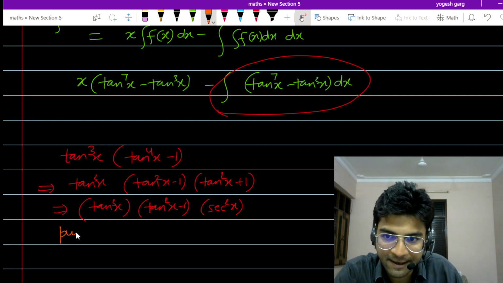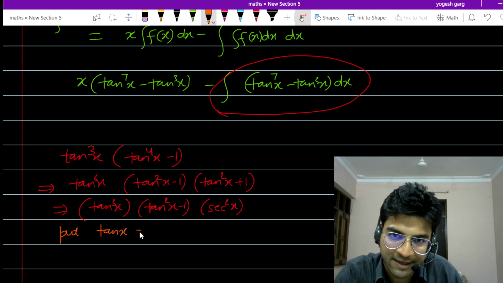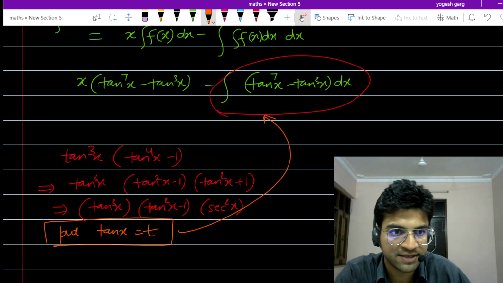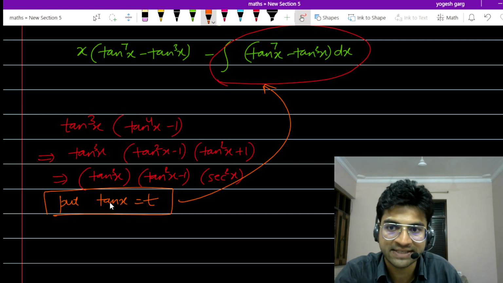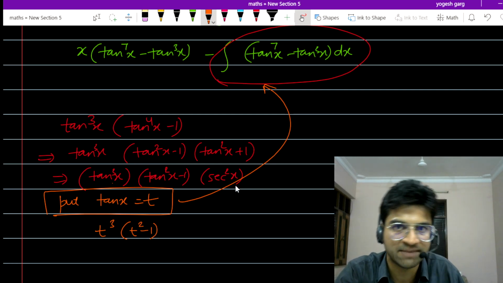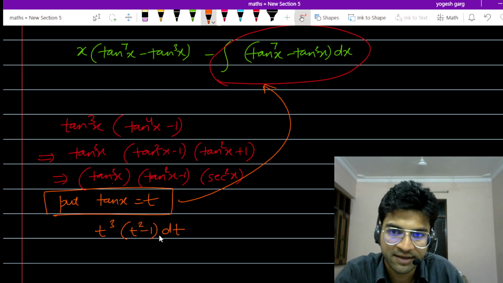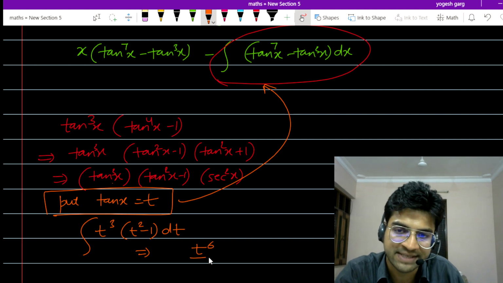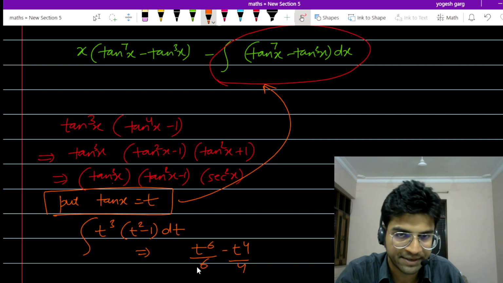Put tan x is equal to t. So I am doing this for the second integral, right? For this, put tan x is equal to t. So this whole expression can be written as t cube into t square minus 1, and this sec square x dx will simply be dt. We have to integrate this. This is t to the power 5 minus t cube dt. So that will be t to the power 6 by 6 minus t to the power 4 by 4. This will be its integral, right?